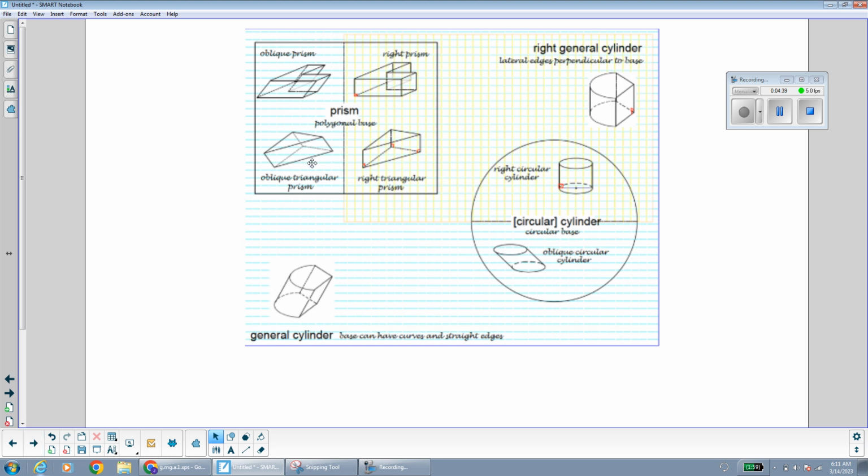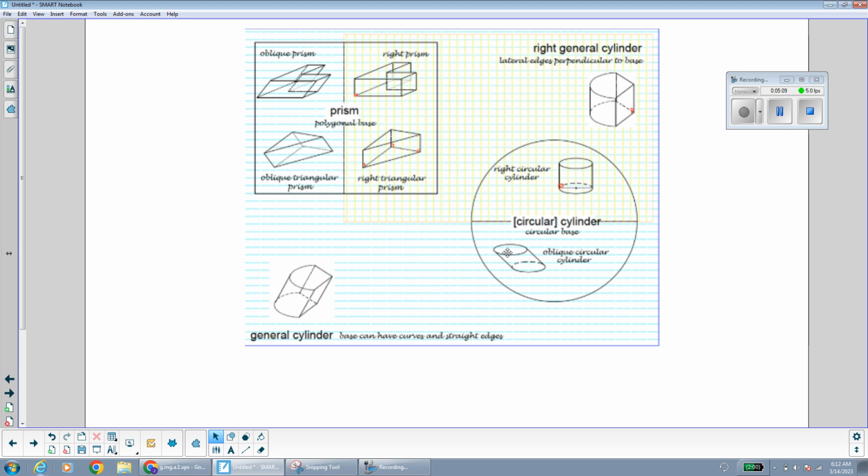We also have prisms, which are made from parallel bases. If you take a look at the prisms here, notice how the bases are parallel to each other. And something to keep in mind, our prisms are named by their bases. So over here, this is a triangular prism because the bases, the top and the bottom, are triangles, as you can see.